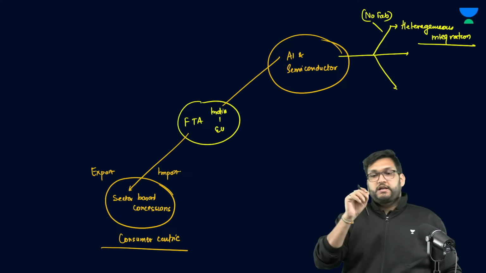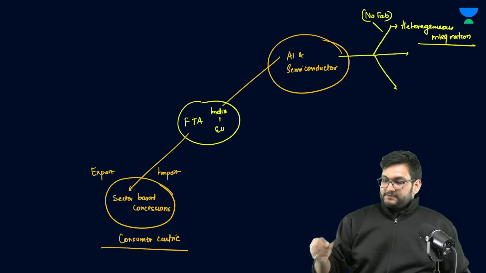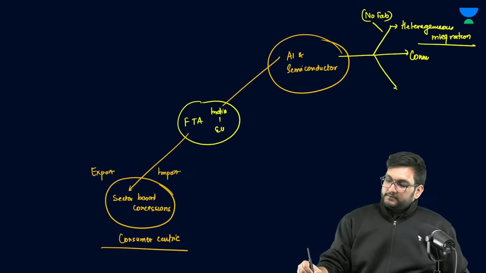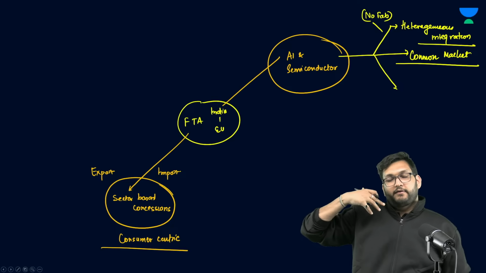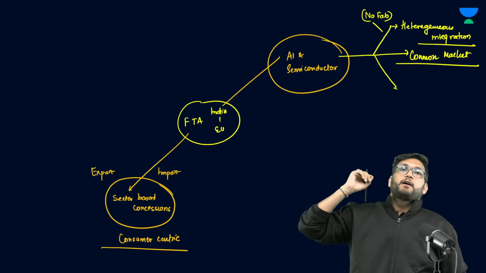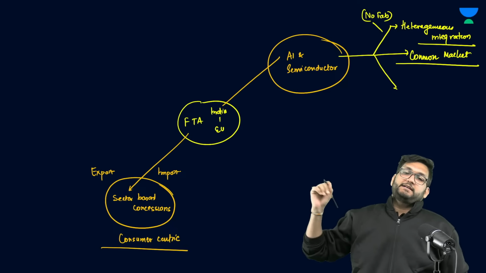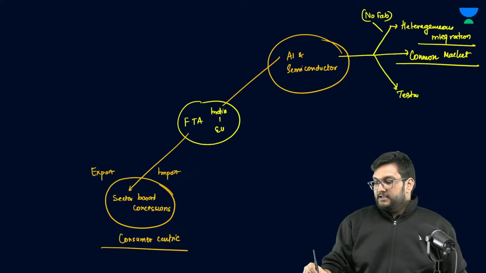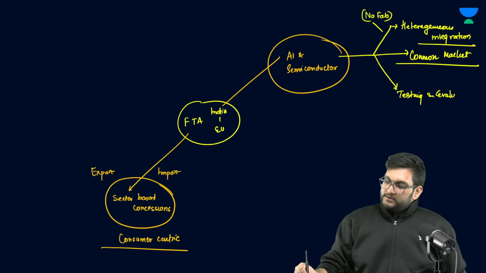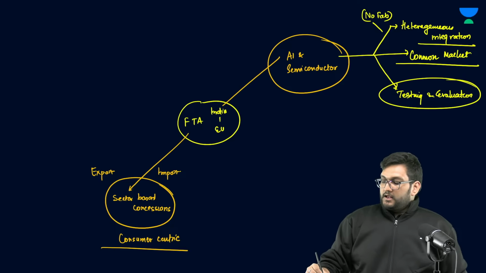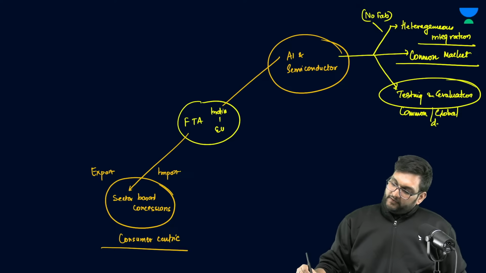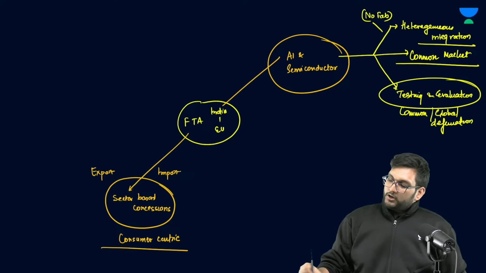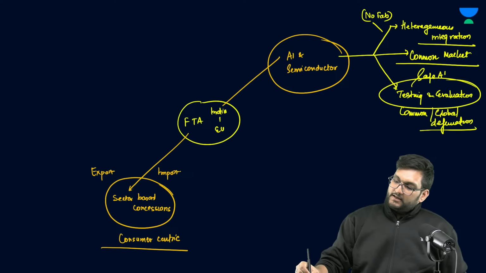No fabrication, only integration. Second aspect which has been talked about is common market, which is now there can be a data transfer between the countries without taking diplomatic channels into consideration. Last is testing and evaluation. Here, a common global definition of what is considered as safe AI is important.